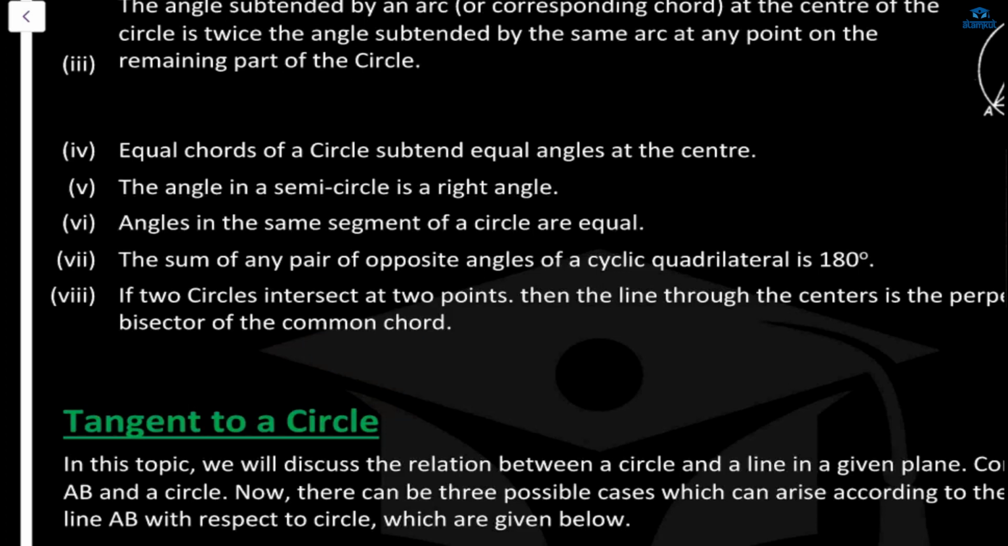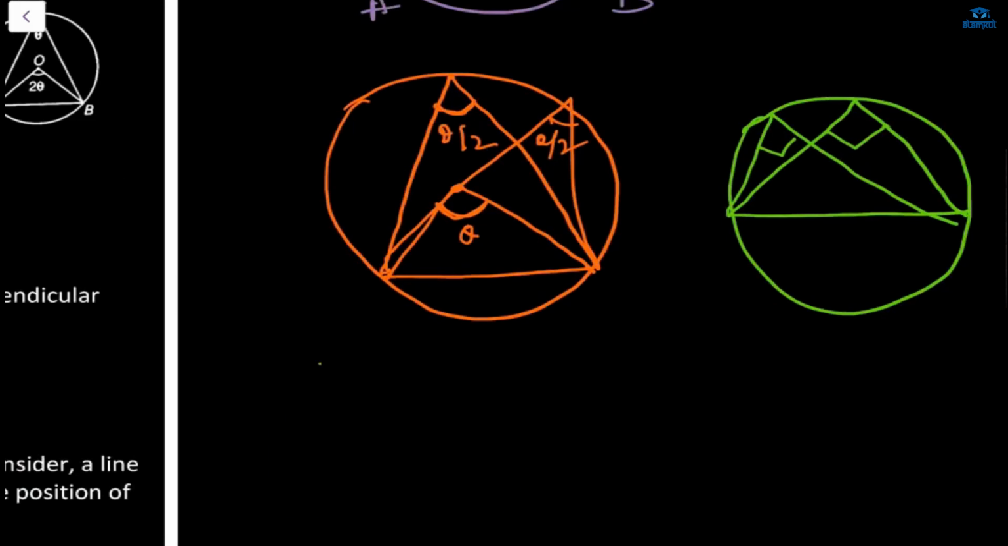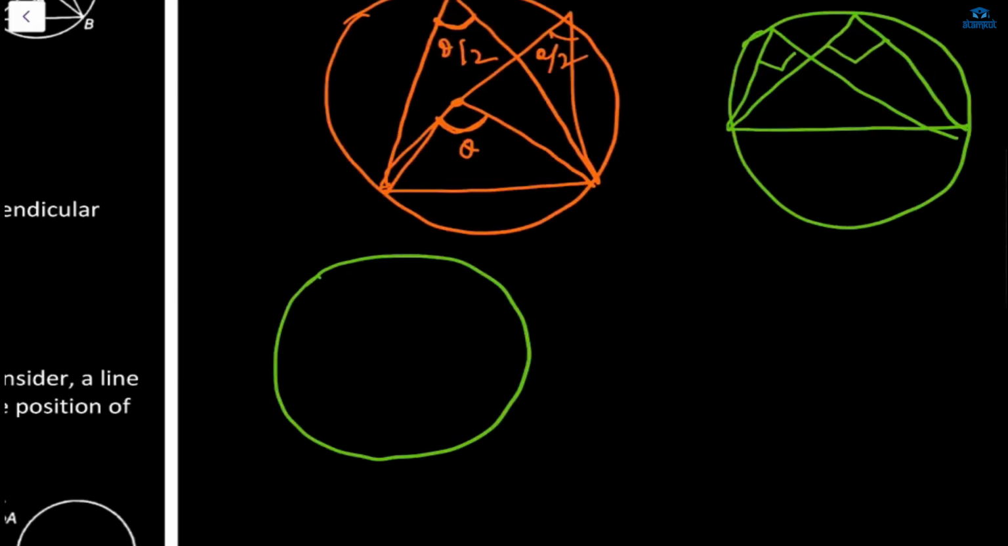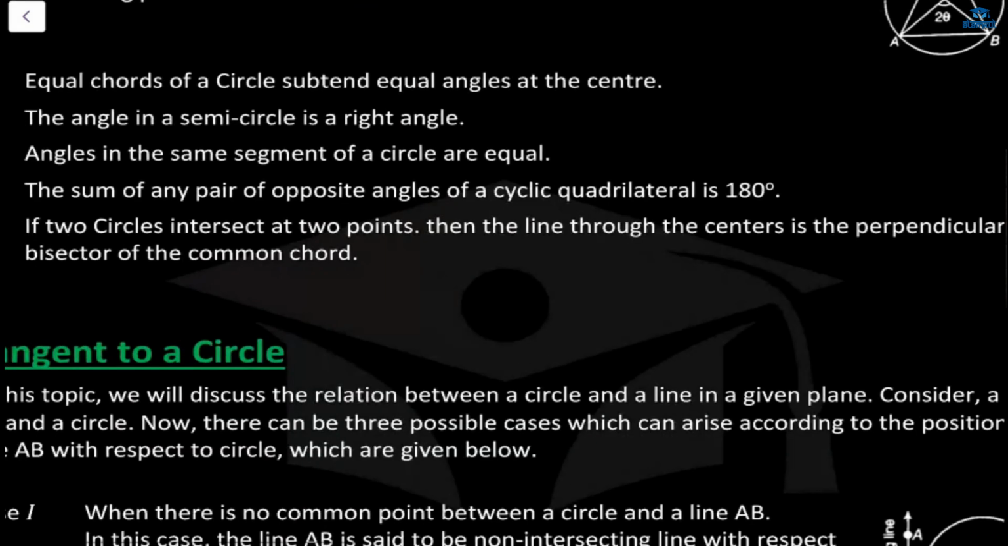The sum of any pair of opposite angles of a cyclic quadrilateral is 180 degrees. Cyclic quadrilateral means a quadrilateral drawn inside the circle such that all its vertices touch the circle. Then it is a cyclic quadrilateral. So the opposite angle sum will be equal to 180 degrees. This plus this will give you 180 degrees, and this plus this diagonal. The sum of any pair of opposite angles of a cyclic quadrilateral is 180 degrees.